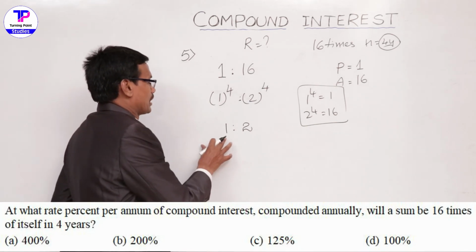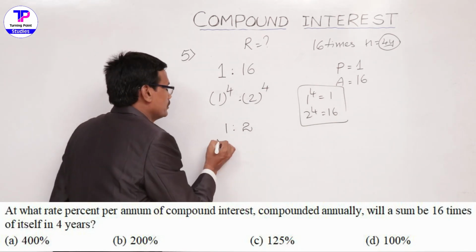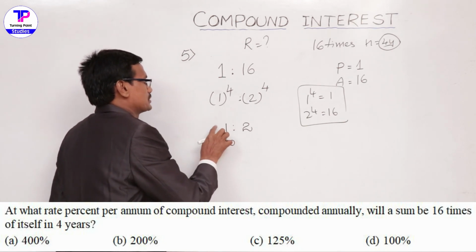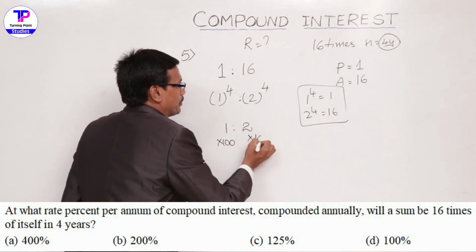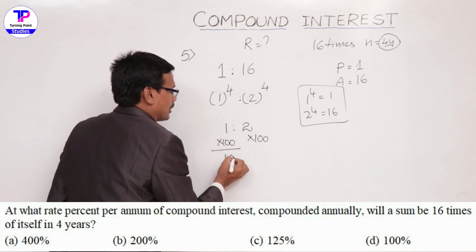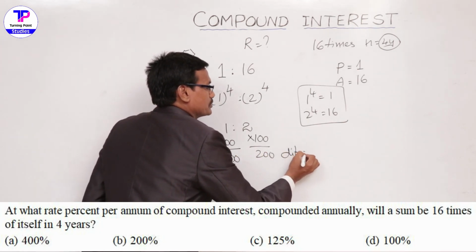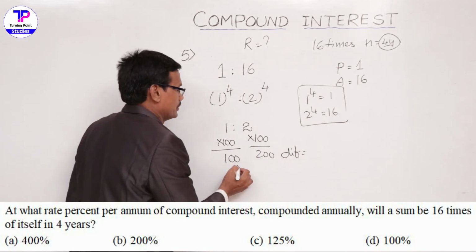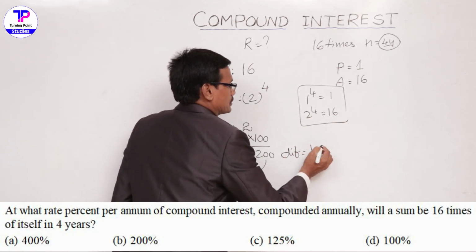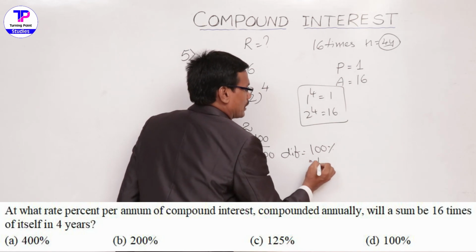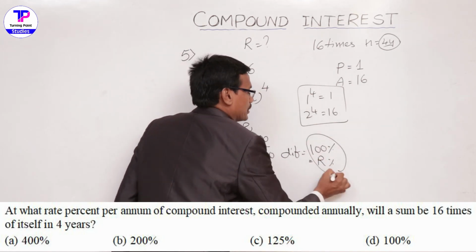To make this as 100, this is multiplied by how much? Into 100. Whenever we multiply this term by 100, this also is multiplied by 100. This is equal to 100, this is equal to 200. Then what is the difference? The difference gives the rate of interest. So how much? 100 percentage. So rate is equal to 100 percentage.